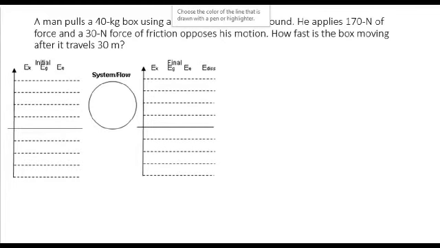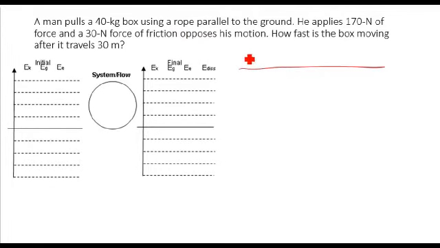So the first thing I'm going to do is begin the way I usually begin, which is by drawing a picture. So I've got a box, and it's being pulled by a rope parallel to the ground, and a man is pulling it. And initially, we don't have any kinetic energy. We presume we're starting from rest.